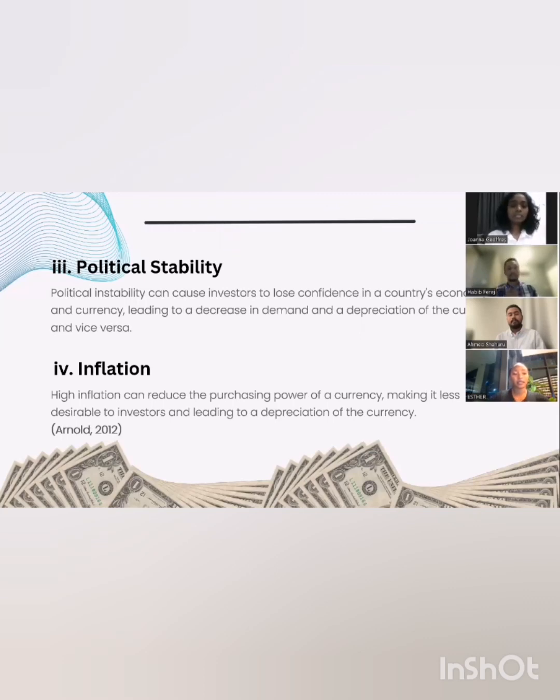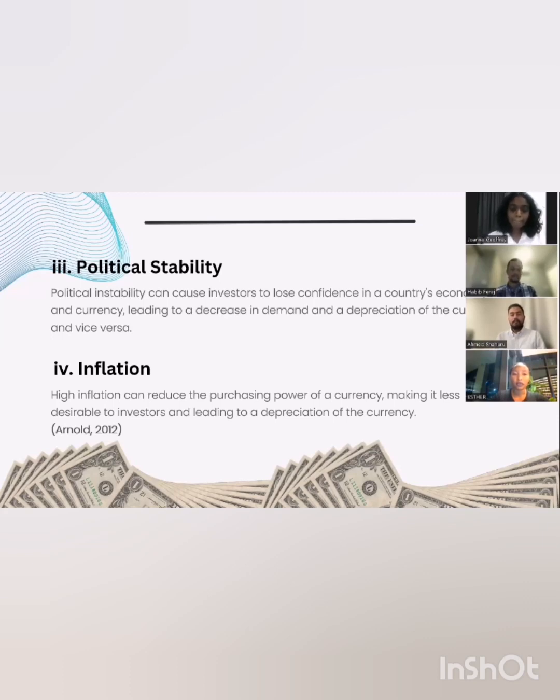Political stability means that the political system of a particular country is stable. In any case of political instability, this can make investors lose interest and confidence in that country's economy, whereby this will make them withdraw their funds from that particular country or resist investing in it. This can make the demand for that country's currency decrease and depreciate.